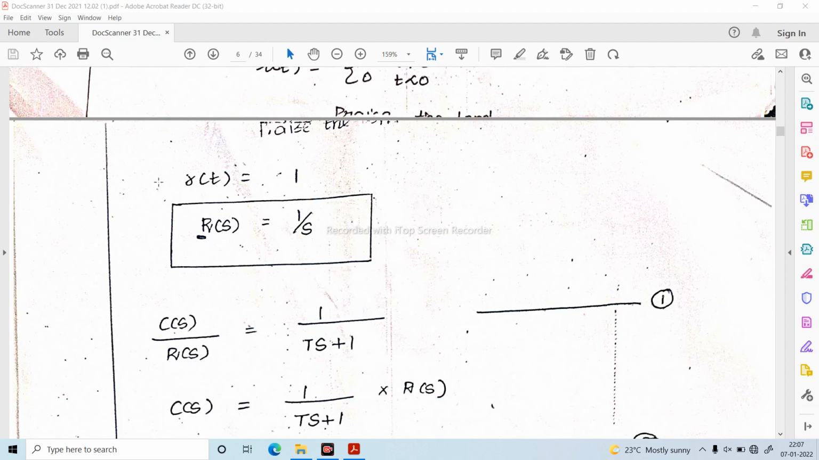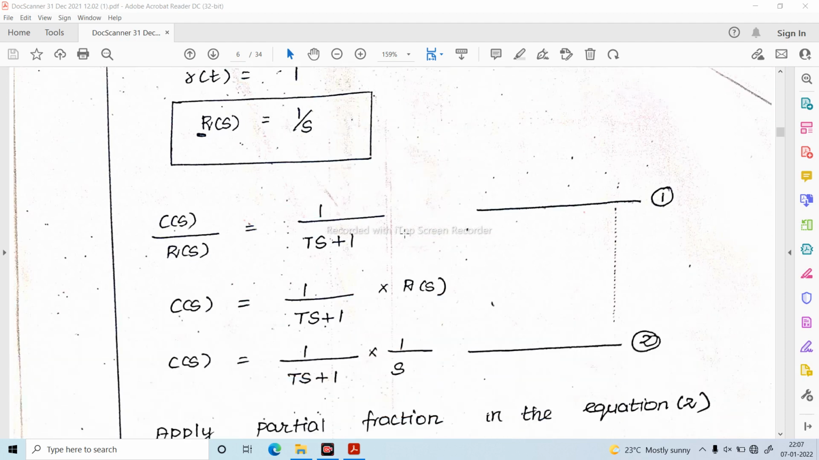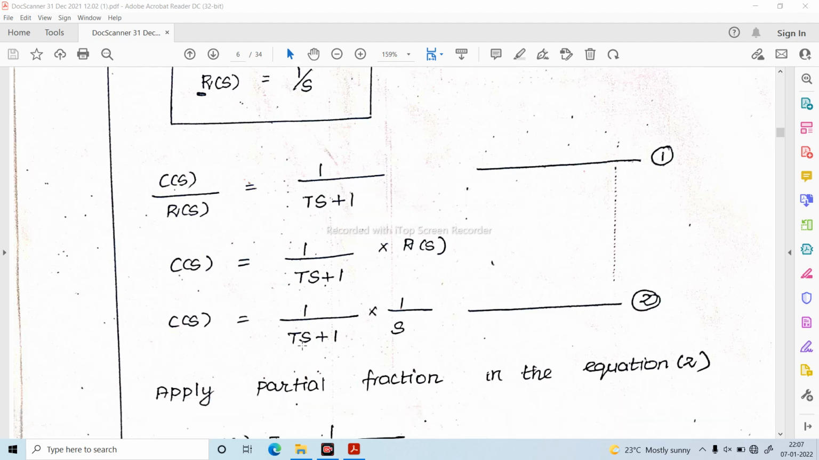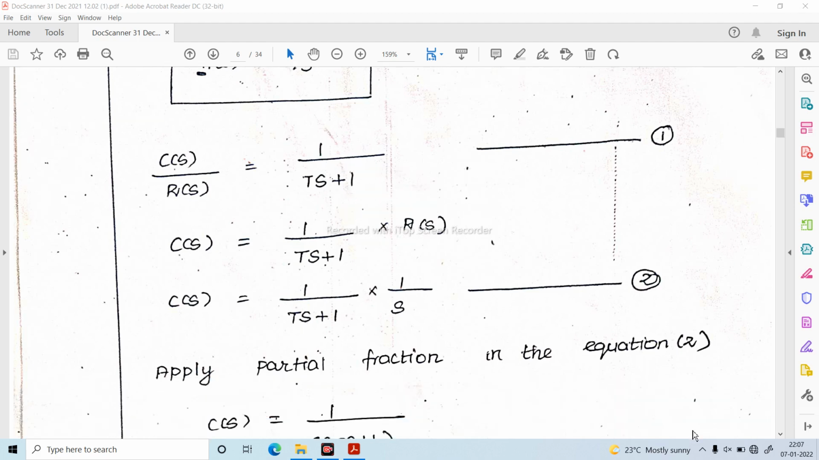R of t equal to 1, so R of s equal to 1 by s. Already we got the transfer function of the standard first order system: C of s by R of s equal to 1 by Ts plus 1. Here C of s is the output and R of s is the input. Here I am going to apply R of s equal to unit step input.